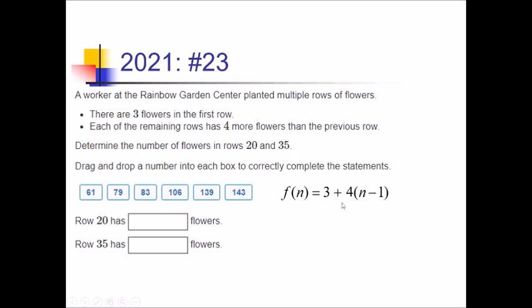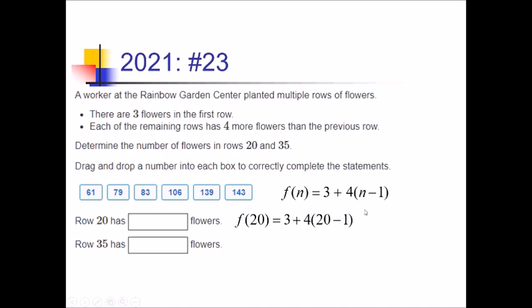So just to show you how this works, if I plug in, for example, 1 for n, the first row, I would have 4 times 1 minus 1, 4 times 0, this whole thing would zero out and I would just have 3. If I plug in 2 for the second row, now I've got 4 times 2 minus 1. So that would be 4 times 1. 3 plus 4 is 7. So we need this n minus 1 in here to make this work. Now specifically, I want to do 20 minus 1 to figure out the number of flowers in row 20. And I can plug this in the calculator.